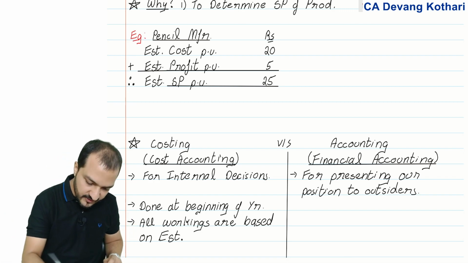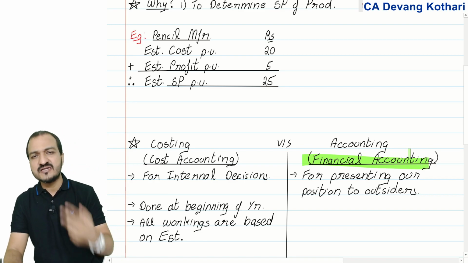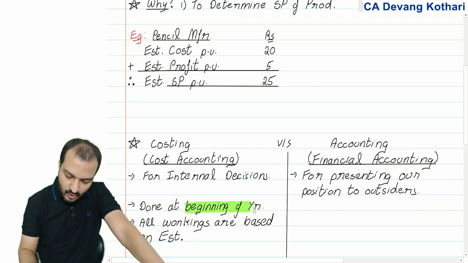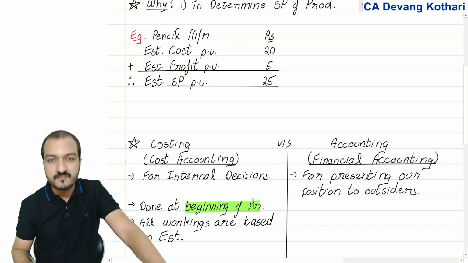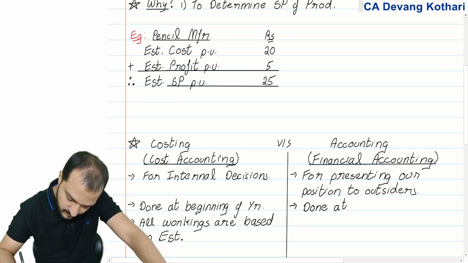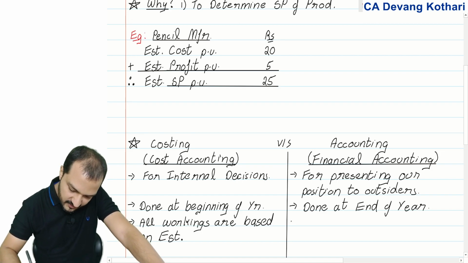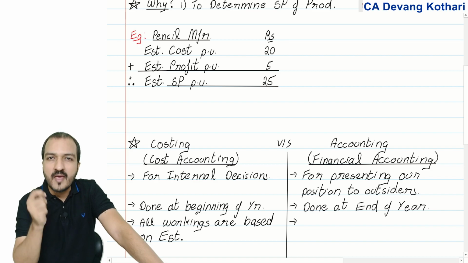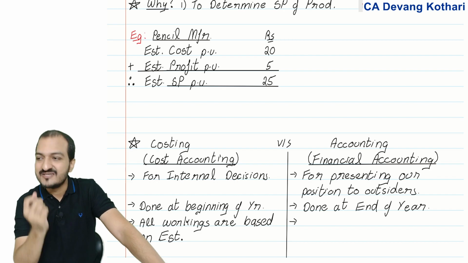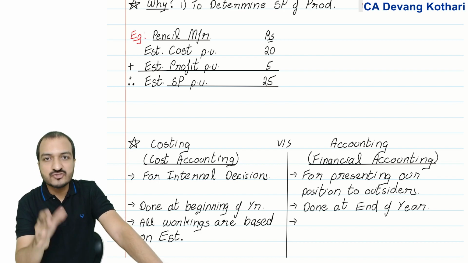While financial accounting, when you make your books of accounts, when you make balance sheet P&L, do you make it at the beginning of the year or at the end of the year? Well, yes, your balance sheet P&L and everything is made at the end of the year. And because this is done at the end of the year, is it based on estimates? No. Your books of accounts, your balance sheet, your P&L, that is based on actual cost.